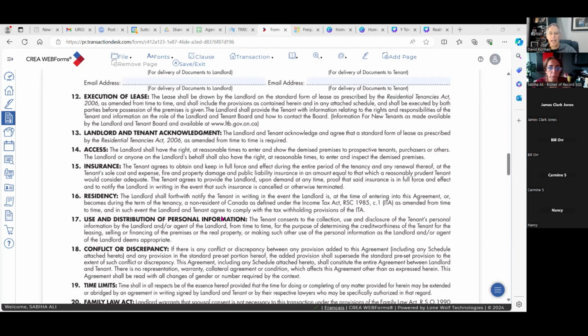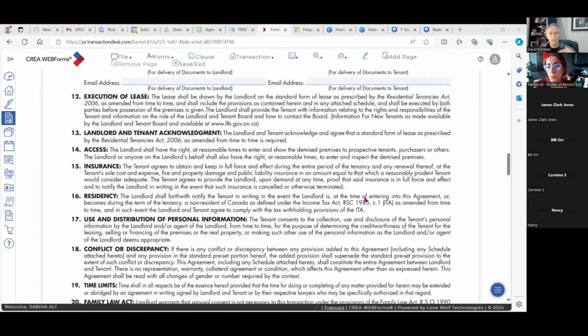It says the landlord shall notify the tenant in writing in the event the landlord, at the time of signing this lease agreement or during the term of the tenancy, becomes a non-resident of Canada. And if that happens, then the landlord and tenant agree to comply with the tax withholding provisions.